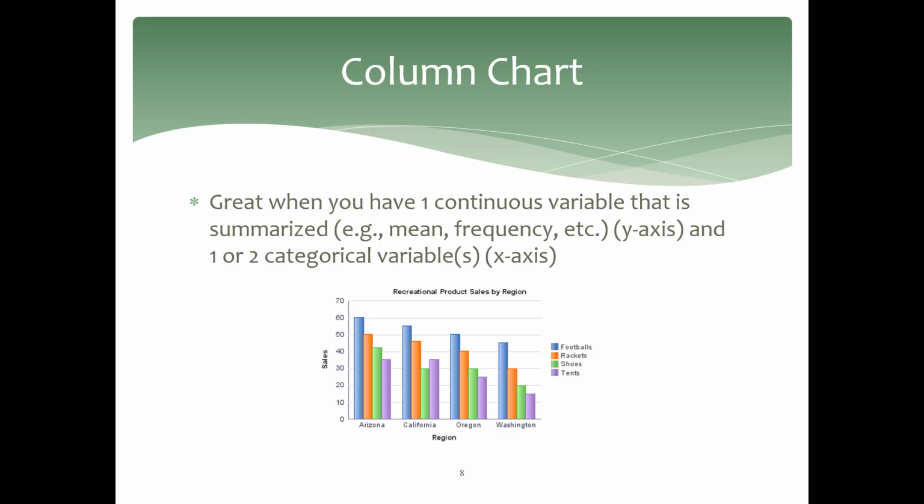So here's a column chart. Now, this type is great when you have one continuous variable that's summarized. So for example, you have mean or frequency for that variable, and that's typically shown on the y-axis. And then perhaps you have one or two categorical variables on the x-axis. So you can compare for those groups how they scored on the variable in the y-axis.